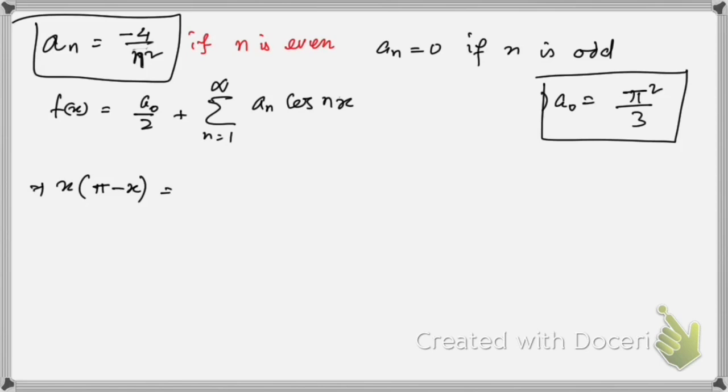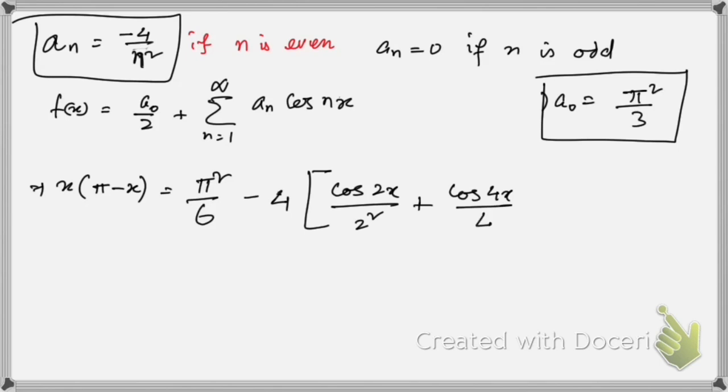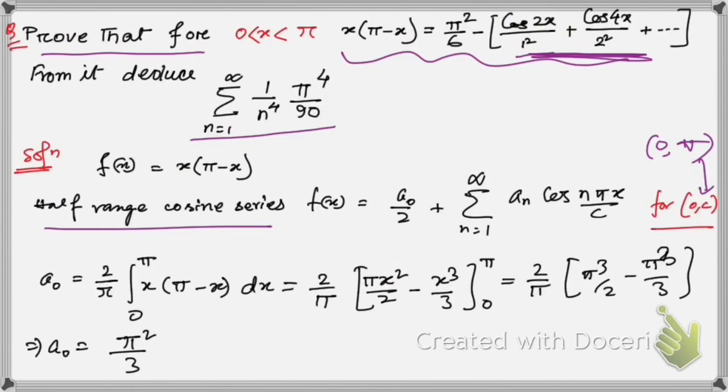And a naught by 2: a naught is minus 4 by pi square by 3, so it's going to be pi square by 6. If you put the value of a naught here, then minus, you can take the minus 4 common, right? Then you will get, putting n equal to 1, 2, 3 up to infinity, this series: cos 2x by 2 square plus cos 4x by 4 square, and so on up to infinity. So this first thing is proved. Here you see this is the question, this part is proved.